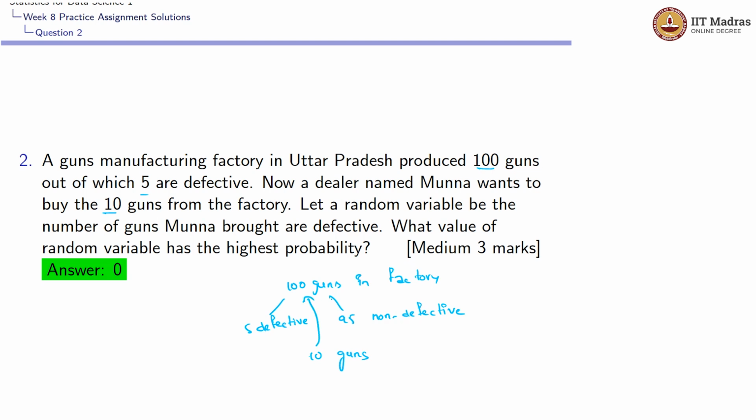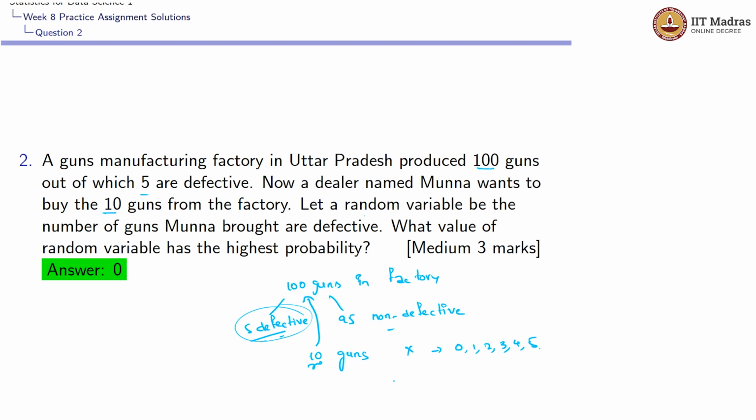So now a dealer named Munna wants to buy 10 guns from these 100 guns. In those 10 guns we could have non-defective guns, we could have defective guns, anything could be possible. The random variable is the number of guns Munna bought that are defective. So what are all the values this random variable can take? Let the random variable be capital X. It could take 0, 1, 2, 3, 4 or 5 defective guns. It can't be more than 5 because only 5 of the 100 guns are defective.